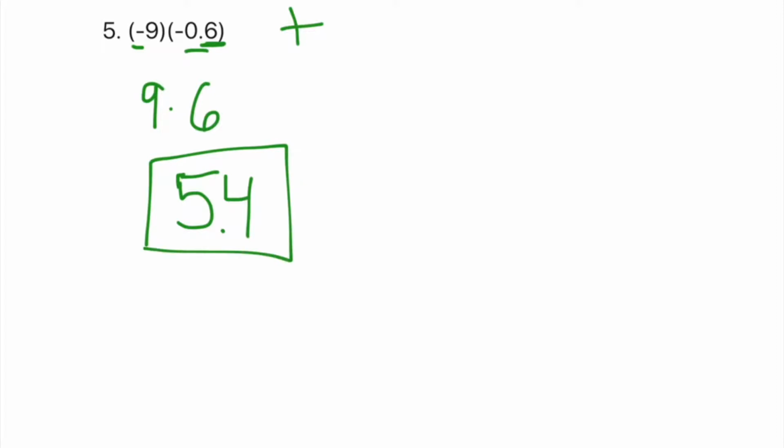Number 5 is just multiplying. So first off, I'm multiplying a negative times a negative, so I know my answer is going to be positive. Looking at this, I usually just ignore the decimals at first and look at it as 9 times 6, which is 54. However, I know I have one decimal place, so I move my decimal over one spot, and my answer is positive, so that's your answer. That's it.